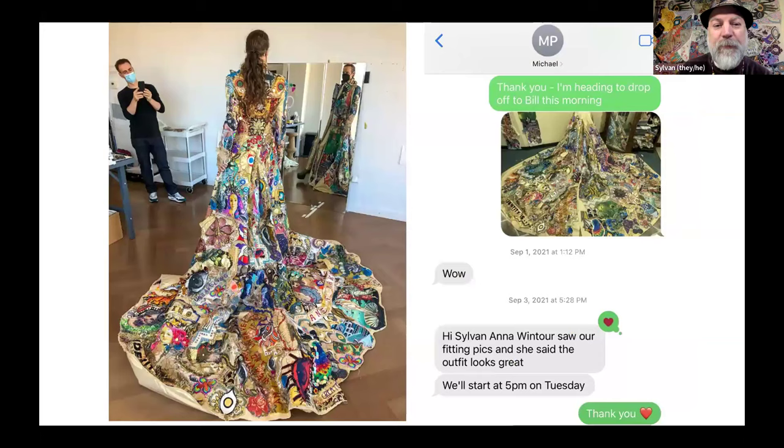Here on the left is a fitting as the garment is starting to reach its fruition. And on the right, a superstar text message from Michael. Anna Wintour saw our fitting pics and she said the outfit looks great. You know, the kind of text message that anybody would want to receive working in this industry.